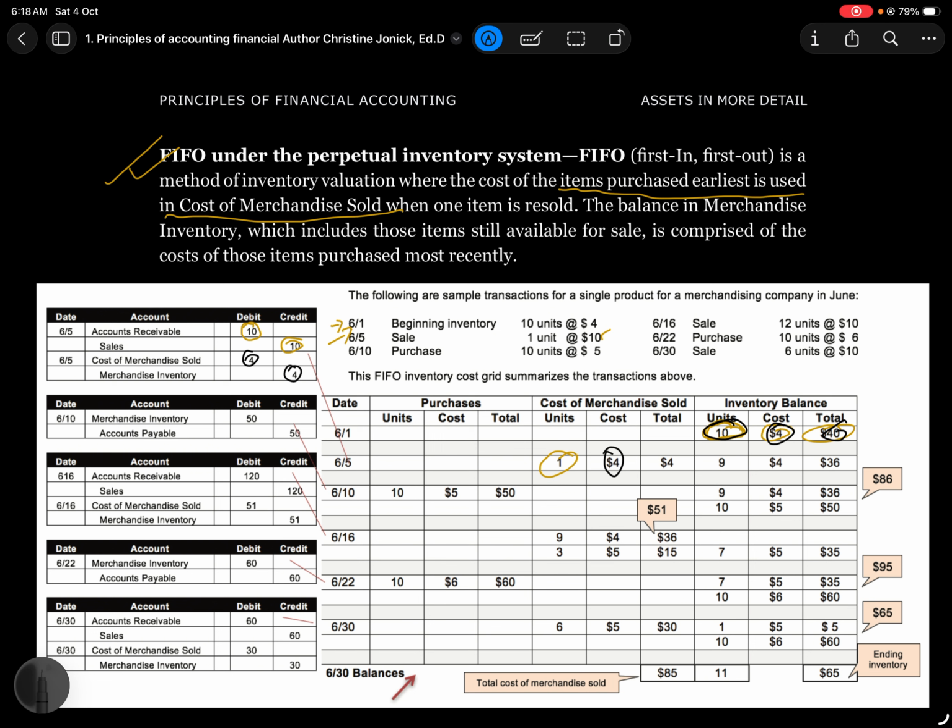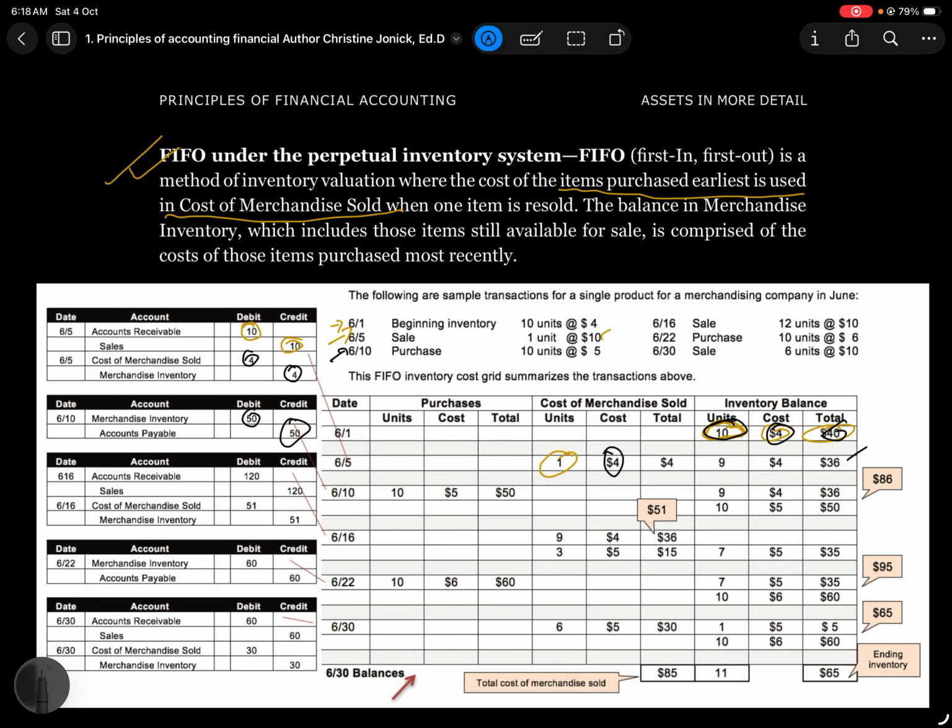Now our balance is 9 units left, 36 value, right? We made a purchase of 10 units at 5. So what would happen? Our inventory would go up. To increase our inventory, it's an asset. Asset has a normal balance of debit. To increase, we debit inventory, and credit accounts payable or cash if we are paying in cash. So that would be recorded: debit inventory, credit accounts payable.